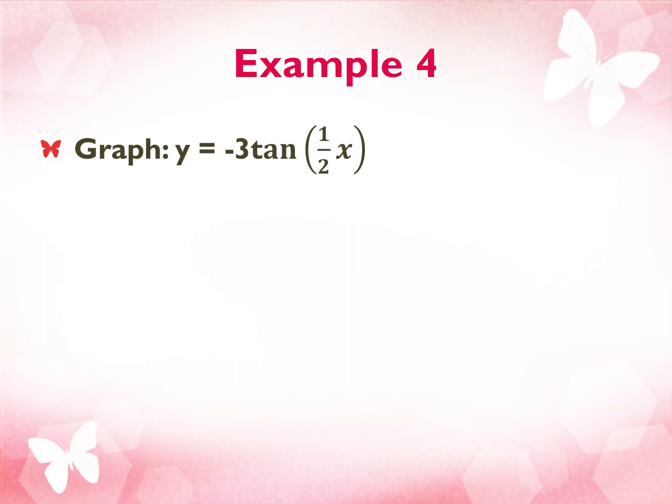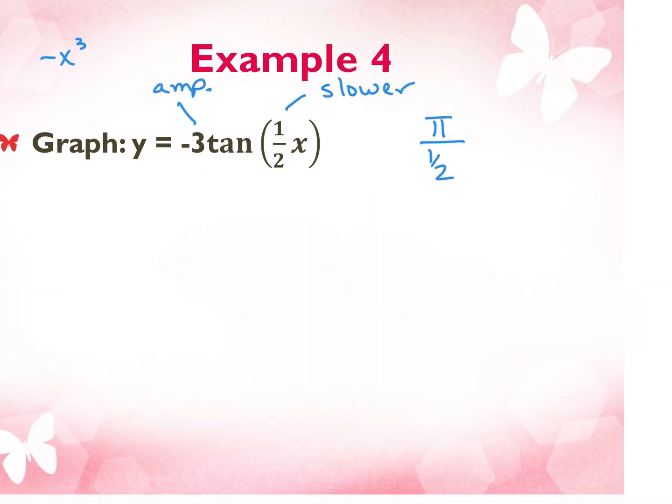Okay, so for the next one, notice this number is less than 1. It's going to be slower. This one's going to be negative. So when we're done, it's going to be like the negative x cubed graph. So this is your amplitude. So again, we're going to take pi, because that's the normal cycle for tangent. We're dividing it by 1/2. Keep, change, flip. So really it's pi times 2/1, or just 2. So the cycle length is now 2 pi.